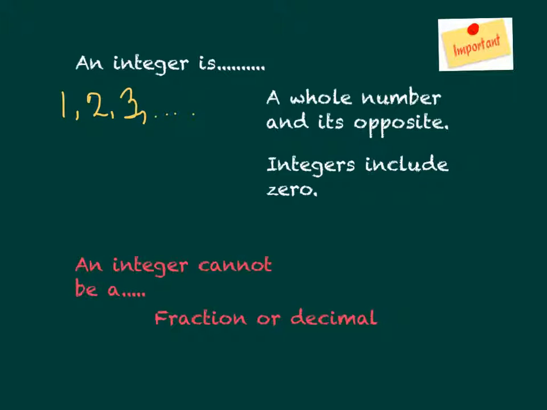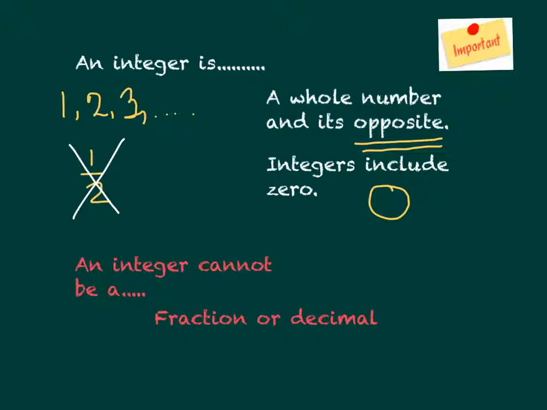Okay? So we can't have something like 1/2. Okay? That is not an integer. Okay? Integers also include 0. So that's very important. 0 is an integer. Okay? The other important term is opposite. So it's a whole number and its opposite.